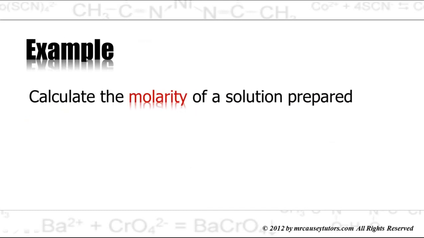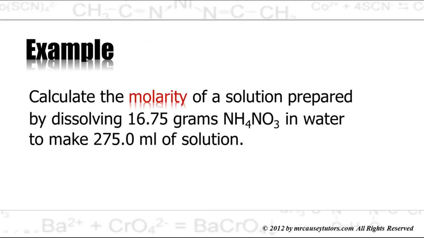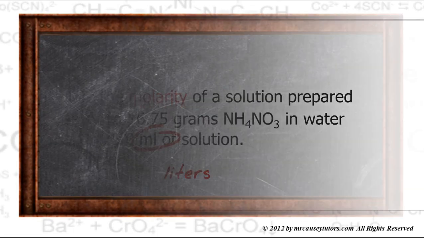So let's look at an example. Calculate the molarity of a solution prepared by dissolving 16.75 grams of ammonium nitrate in water to make 275 milliliters of solution. All right, well, let's look here. First, we have our grams, and we have to change that to moles. And then we're going to have to take our milliliters and change that to liters, because it's going to be moles per liters. So we want to make sure that we make the proper conversions here.